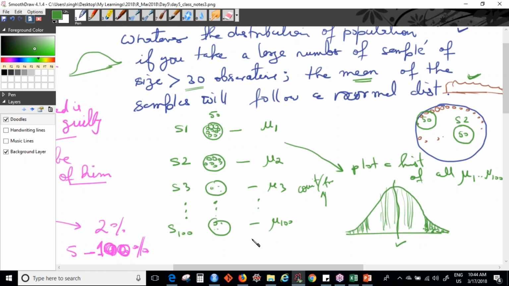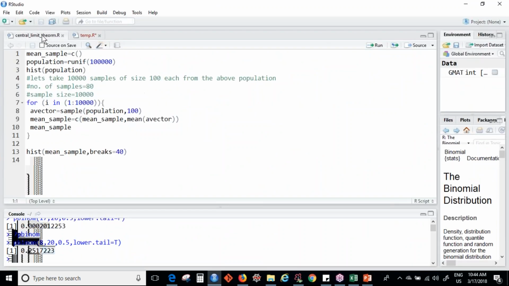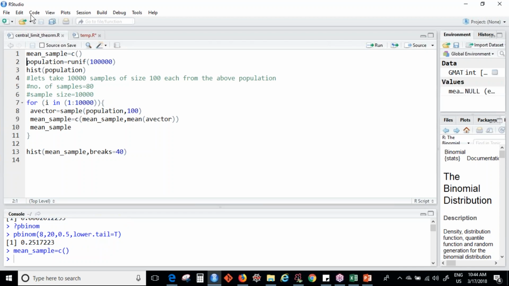Yes Pankaj, that is correct. So now let's go to R, and we will look at the proof of the central limit theorem. So the proof is this. The first line, what am I doing? I'm just creating an empty vector. The name of the vector is mean_sample. If I run this, I won't get anything because it's an empty vector right now. It will give me NULL.